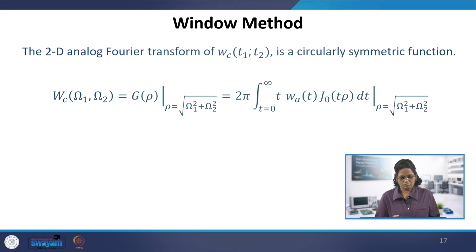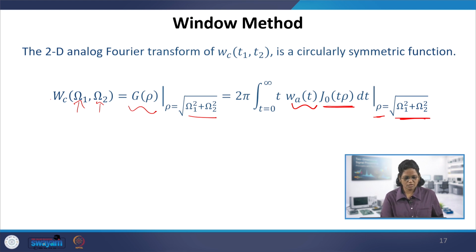So the Fourier transform of that window function, the analog window, is G of omega 1, omega 2. This is representing the continuous domain omega 1, omega 2, which is giving the G of rho, where rho is square root of omega 1 square plus omega 2 square. This is the same as the circularly symmetric one. And how do we get this? From the W_A of t, that one 1D analog window, multiplied by t with the Bessel function J0 of t into rho, where rho is square root of omega 1 square plus omega 2 square. So this is integration. We get this window function, the Fourier transform of the circularly symmetric one, in this fashion.